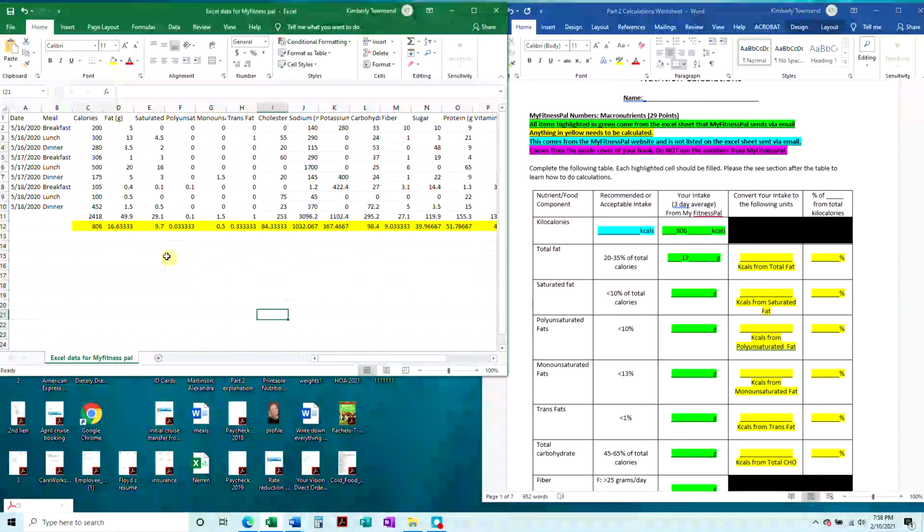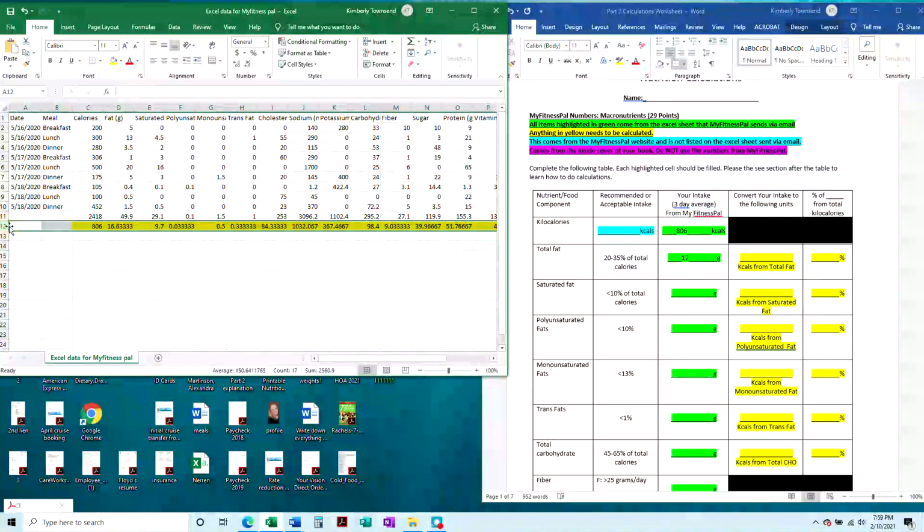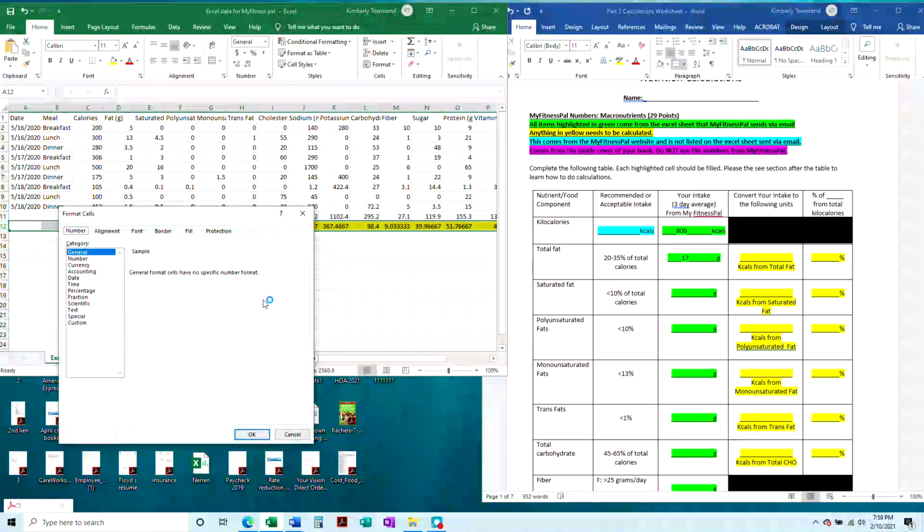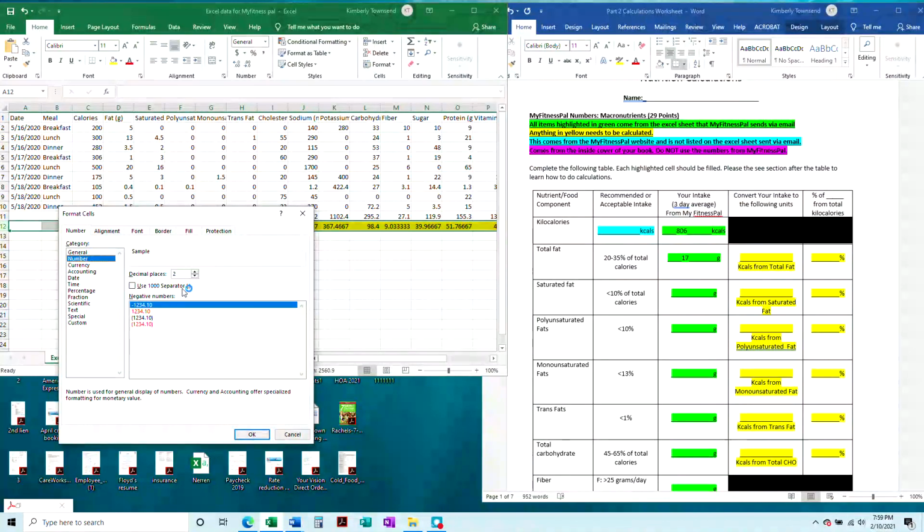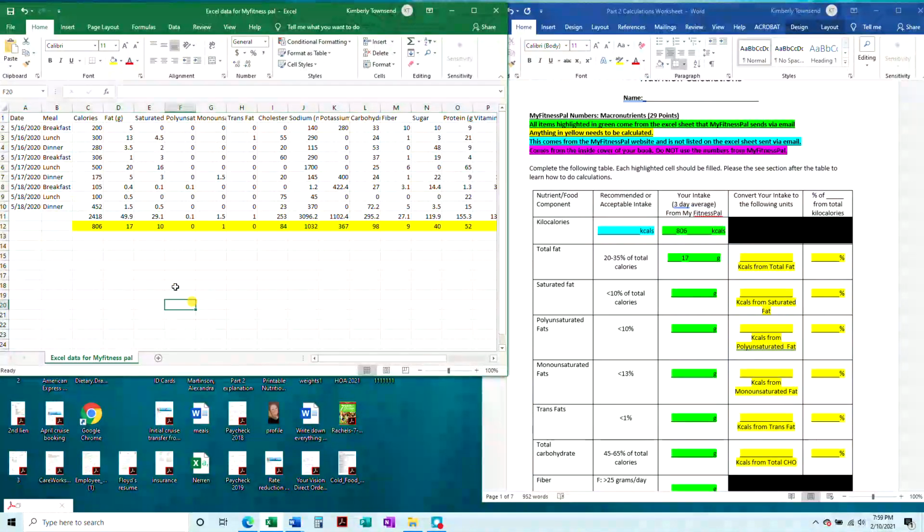Now, I should have told you this first. If you don't want to do these in your head, you can highlight this row, right click it and do format cells. You can do number and then drop it down to 0 there. So now it's whole numbers across, so you don't even have to do the rounding yourself.